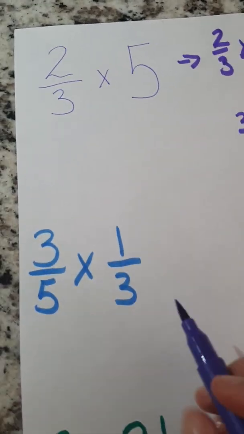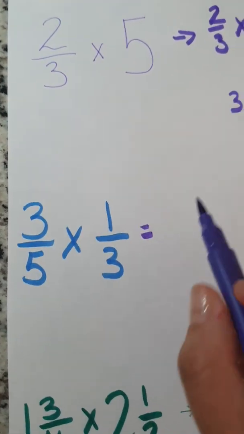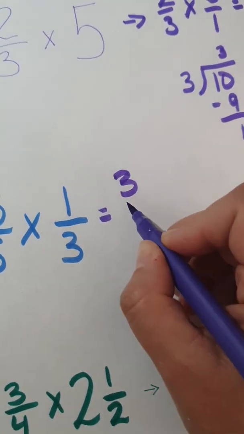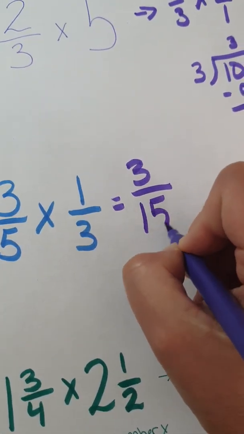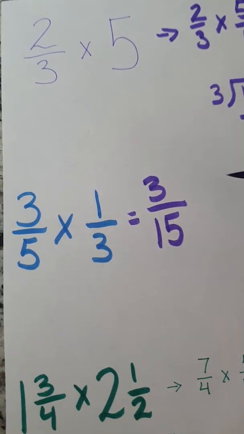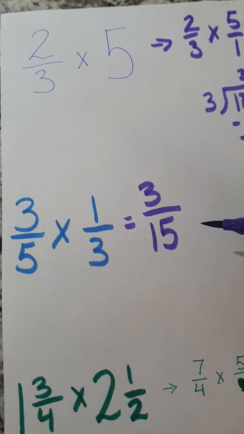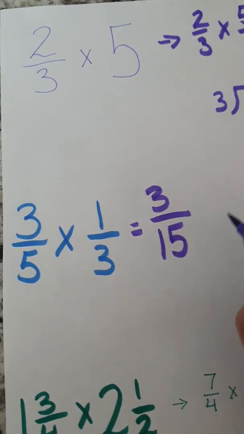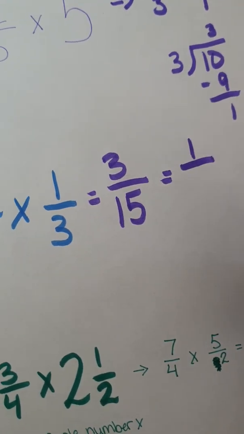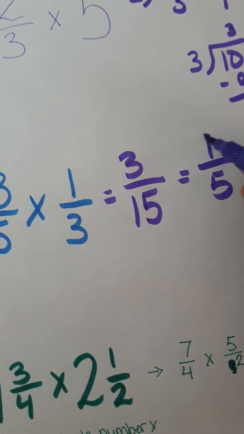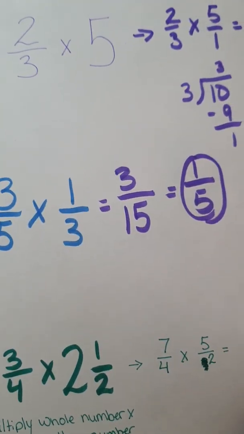This is even easier. I don't have to worry about putting anything over 1. I just go straight across and multiply. 3 times 1 is 3. 5 times 3 is 15. In this case, my top number is not bigger than my bottom number, but I know that I can simplify. They can both go into 3. 3 divided by 3 is 1. 15 divided by 3 is 5. My answer is 1/5. It is just that simple.